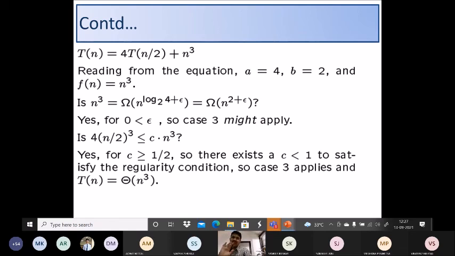Let's go to the last example. Again, I am writing the formula for you: T(n) = aT(n/b) + f(n). What is your a? 4. What is your b? 2. What is your f(n)? n cubed. Now go with the same thing. Left hand side n cubed, right hand side n squared plus epsilon you can think. Epsilon value can be 1, so you have to add something.